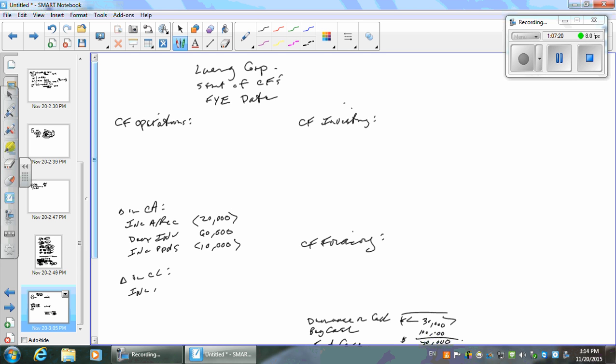Increase in accounts payable. What does that mean? I borrowed money. I have more cash, right? If the current liability goes up, I didn't pay the bill, so I have more cash. So that would be 30,000.